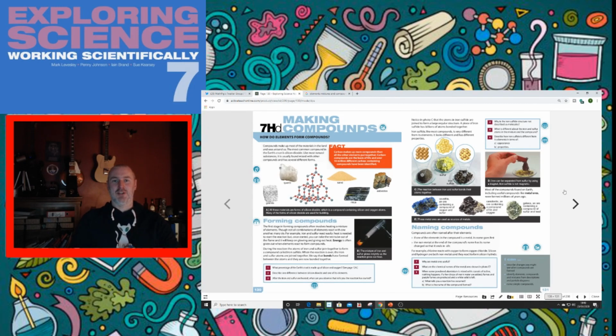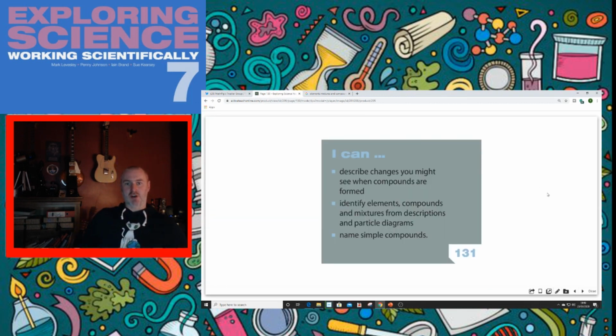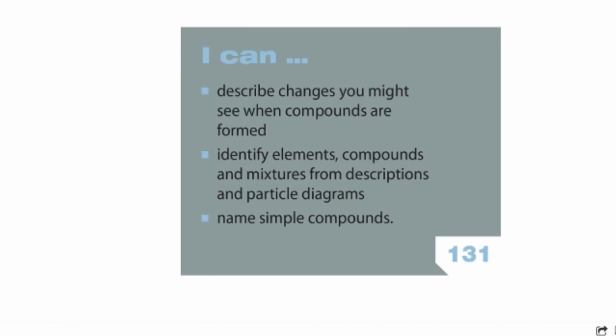And we are back for lesson 4. So moving on a little bit today, let's have a look at the learning objectives. Describing the changes you might see when compounds are formed. Fairly straightforward. We're going to spend most of our time this lesson on that second learning objective, identifying elements, compounds and mixtures from particle diagrams. And then we're going to name some simple compounds, which should be fairly straightforward.